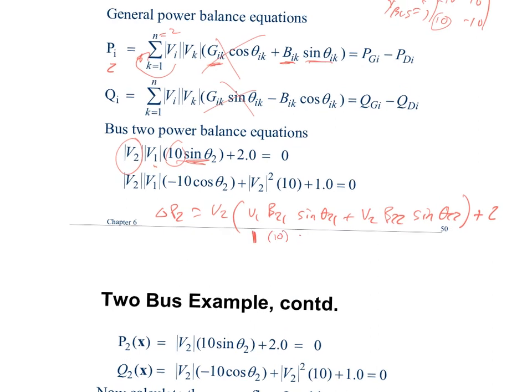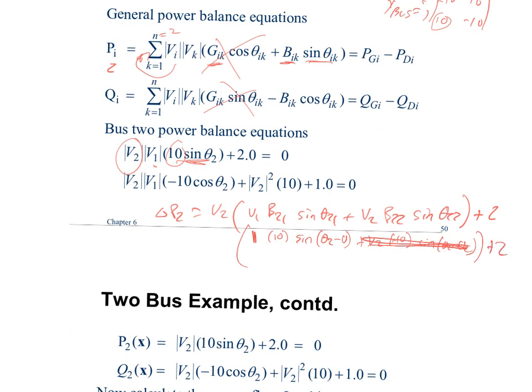BT1 is 10 sine of theta 2. What's theta 1 equal to? It's always 0, right? That doesn't change. So you can drop that out. Plus V2 times B22, which is minus 10, sine of theta 2 minus theta 2. Isn't sine of theta 2 minus theta 2 always going to be the sine of 0? Subtract something from itself, you always get 0, regardless if it's changing or not. What's the sine of 0 equal to? 0. So that term goes away, doesn't it?